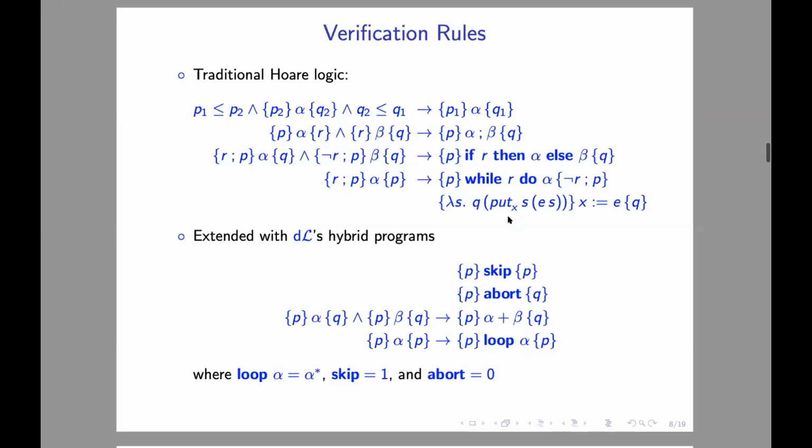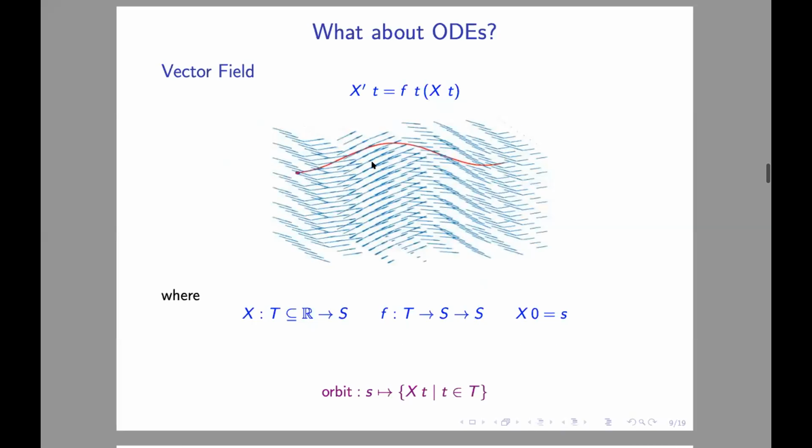But because we are all working with hybrid programs, we have also extended them with the rules for traditional hybrid programs of differential dynamic logic. Now, at this point, the only thing that we're missing is the differential equations. And we need a state transformer semantics for them. So for the state transformer semantics, what we do is that we can consider the differential equation as a vector field. So for example, suppose that the differential equation represents the movement of particles in a fluid.